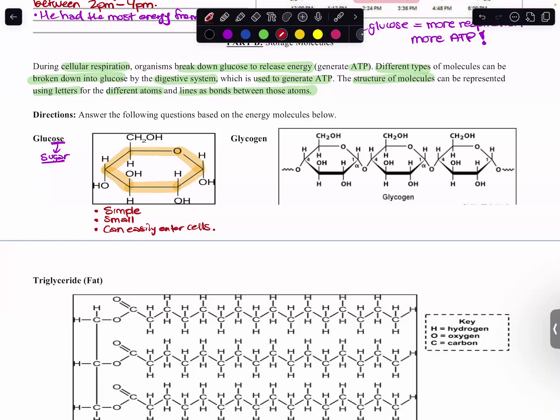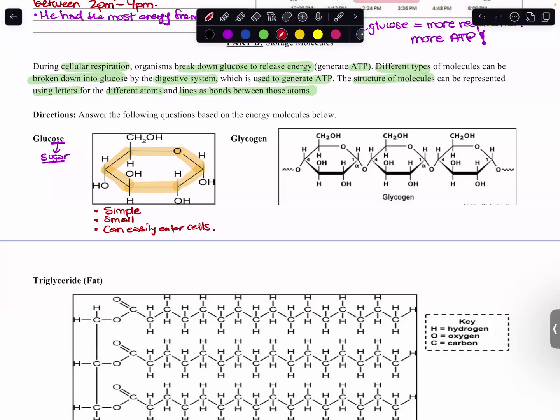This is why glucose is the primary nutrient used in cellular respiration. My body doesn't have to break it down anymore for it to enter cells. It already comes as small as it's going to get in order to enter cells. So my body just loves glucose so much, right? It's small, it's simple, and can easily enter cells to be used in respiration.